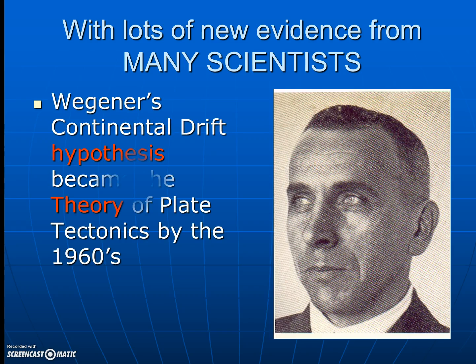So with all this new evidence, all these other scientists that were working towards Alfred Wegener's theory, it became a theory in the 1960s because of all of this other evidence that was found. So he was very happy about that, even though he died, being frozen to death. So that kind of sucks. But he was happy because now his hypothesis became a theory.